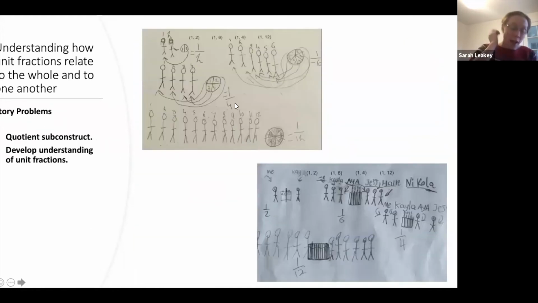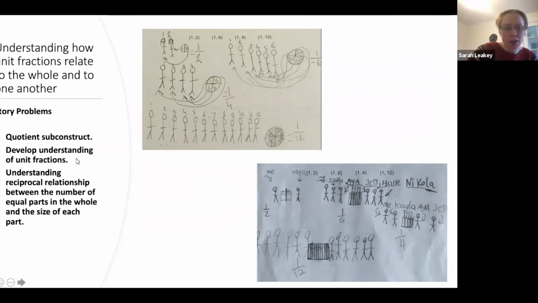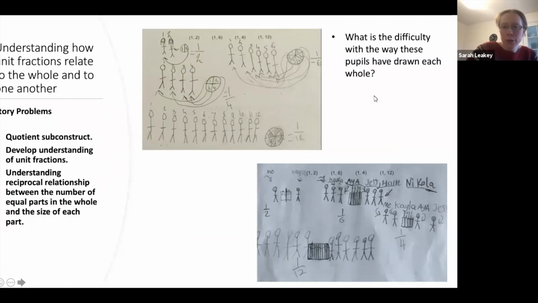I'm going to move onto the quotient subconstruct just briefly. You'll see I go back and forth between these to continue to develop this understanding of unit fractions, but also understanding of this reciprocal relationship between the number of equal parts in the whole and the size of each part. So the problem that the pupils had was 1 cake shared between 2 people, 1 cake shared between 6 people, and so on.